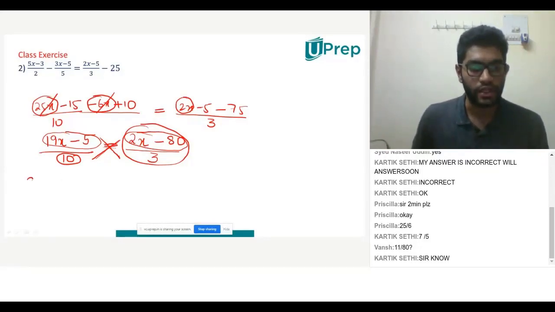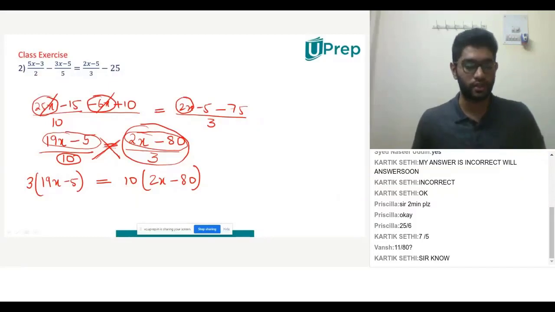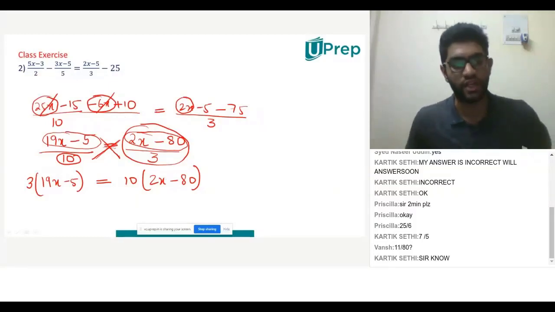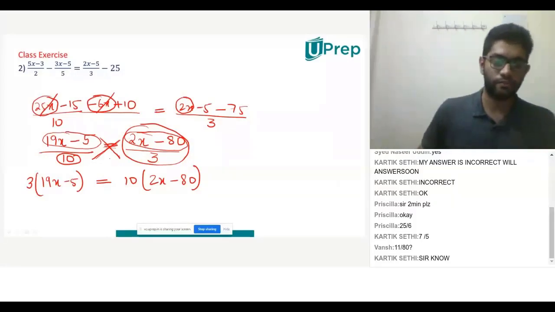So now 3 into 19x minus 5 equal to 10 into 2x minus 18. Do you see that I have eliminated the denominator? Some of you might have shifted the entire term to the left hand side. Let's see if we can do it that way. Of course we can. Sir, I have a doubt.